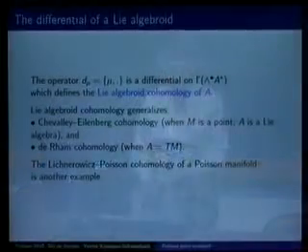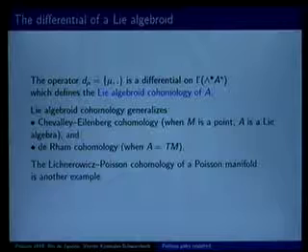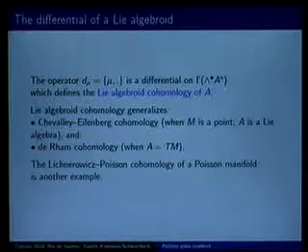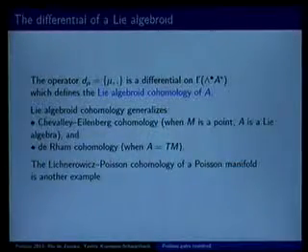And given a Lie algebroid, what is the Lie algebroid cohomology operator in this formalism? Well, it is very simple. It is taking bracket with a structure. Mu is the structure defining the Lie algebroid, and bracket with mu is the Lie algebroid differential. So this reduces to Chevalley-Eilenberg cohomology in the special case of a Lie algebra over a point, and to de Rham cohomology. And also the Lichnerowicz-Poisson cohomology operator is of this form.